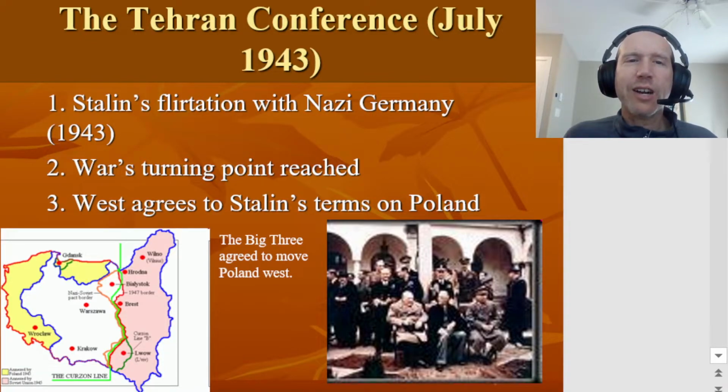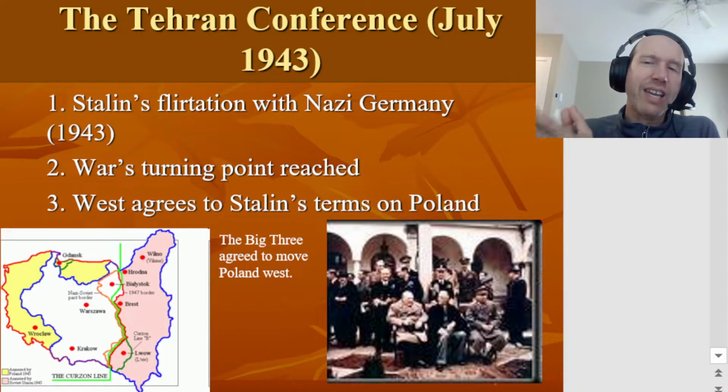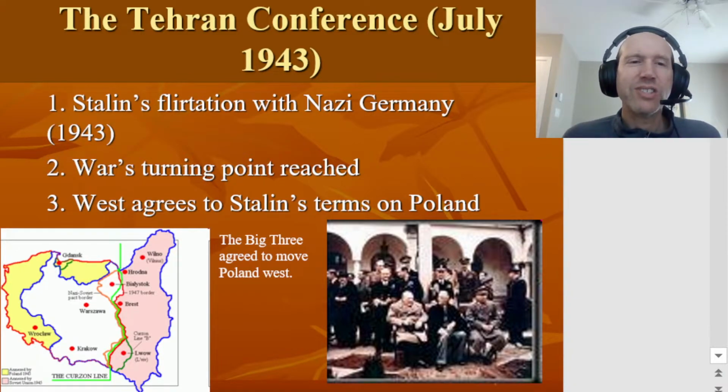So in particular, the Allies and the Americans agreed to essentially violate the Atlantic Charter relative to territorial adjustments, and they agreed to Stalin's scheme about shifting Poland west. By shifting Poland west, it would go into Germany, it would make Germany smaller, but it would also enable Stalin to claim Eastern Poland as his own territory.